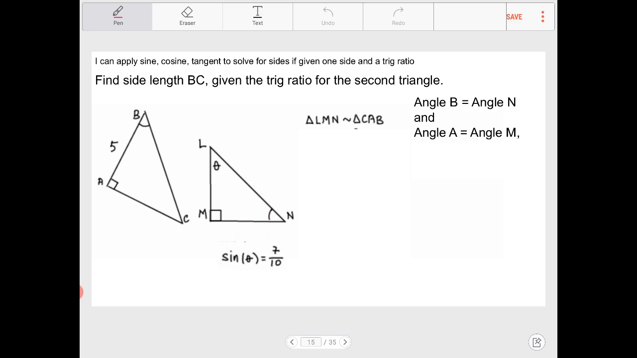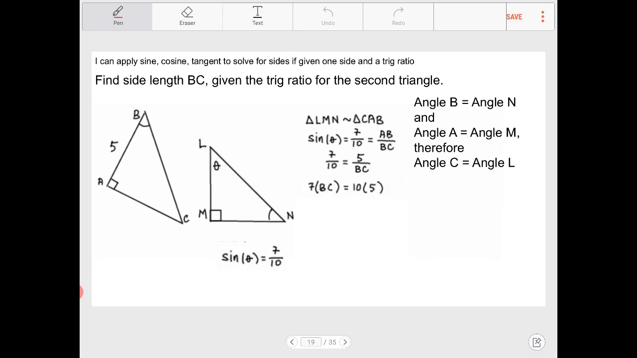Upon close inspection, I also notice that angle C is going to be equal to angle L, so therefore this angle here must also be theta. With that in mind, sine theta is equal to 7/10 will also equal AB over BC. My goal is to find out what BC is, so I want to make the proper substitution, and I'm going to call BC what it is. It's just BC. I'm solving for BC, so I'm going to cross multiply, divide by 7. I end up with 50 over 7.